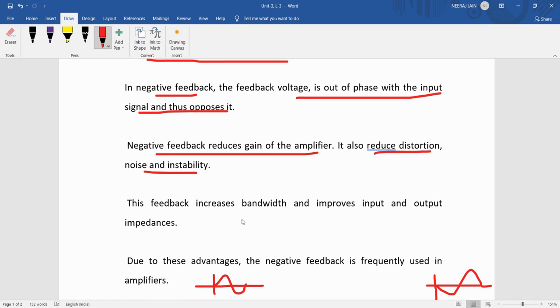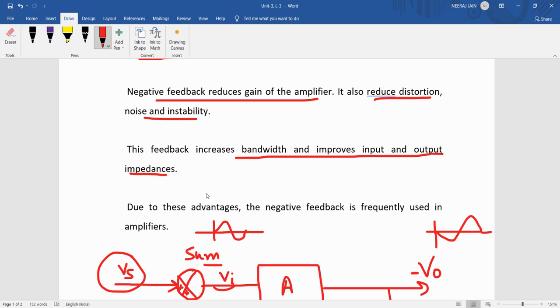Now this feedback increases bandwidth. फीडबैक की वजह से बैंडविड्थ भी इंक्रीज हो जाती है एंड improves the इनपुट आउटपुट इम्पेडेंसेस. ये हमारा इनपुट आउटपुट इम्पेडेंसेस को भी इम्प्रूव करता है सिस्टम के जो इनपुट आउटपुट इम्पेडेंसेस होते हैं.